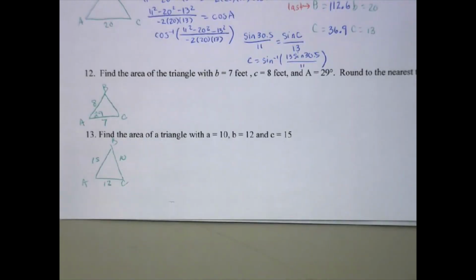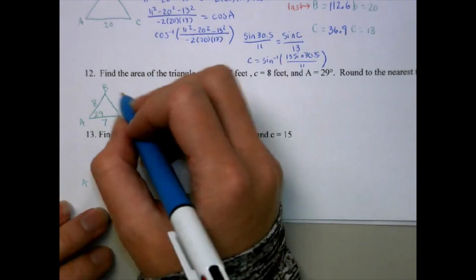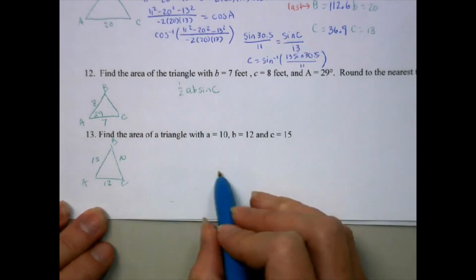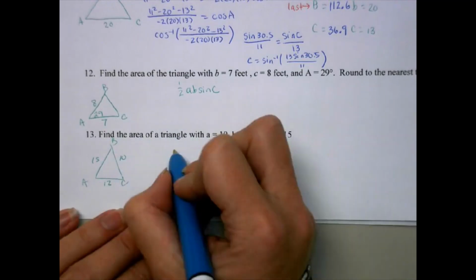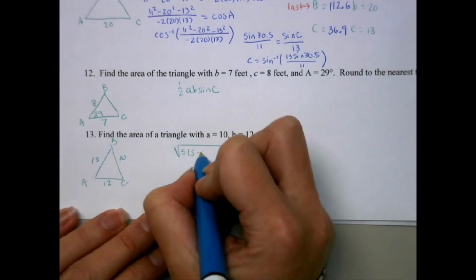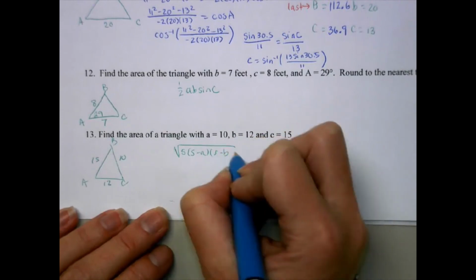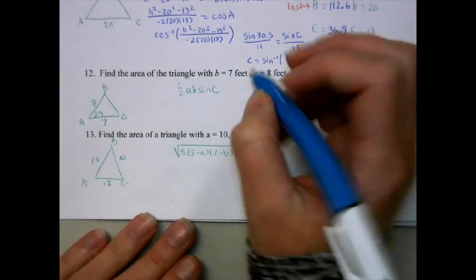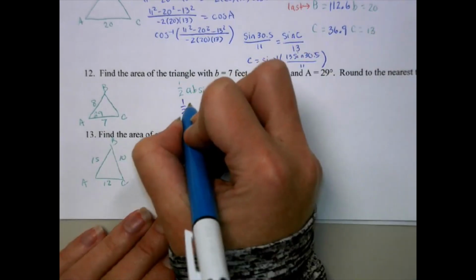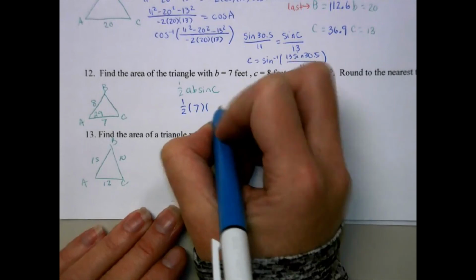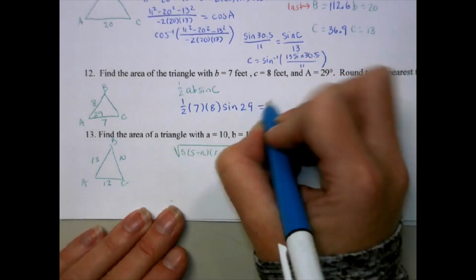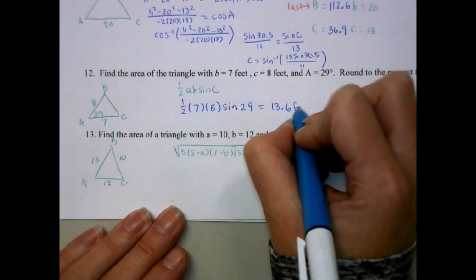All right, the last two problems, we're going to find the area. So this one is SAS, which means we're going to use 1/2 ab sine C. This one is side, side, side, so we're going to use the square root of s times s minus a, s minus b, s minus c, Heron's formula. So this one is going to be 1/2 the two sides, 7 and 8, sine the angle in between them, which gives us 13.6, and this will be feet squared.